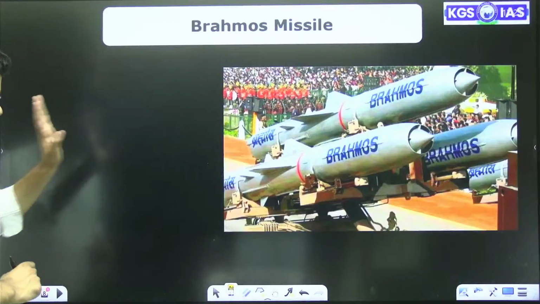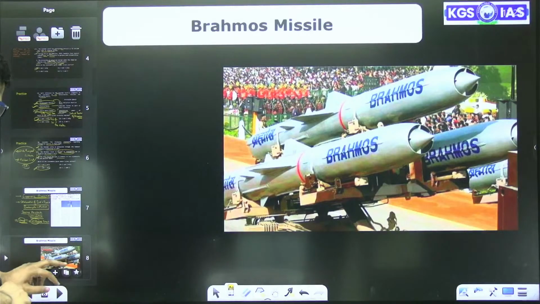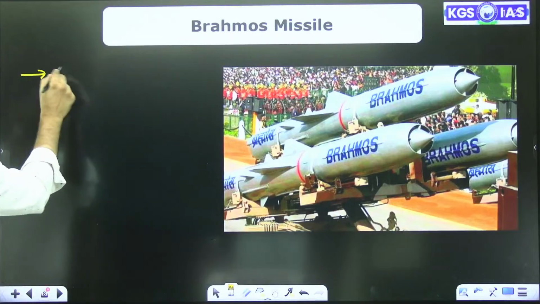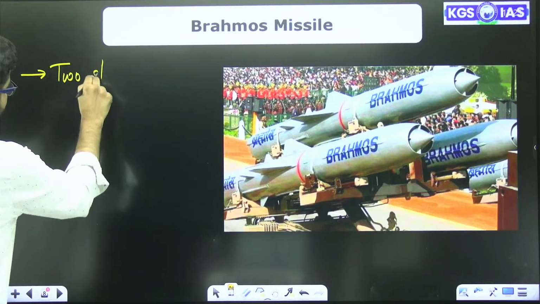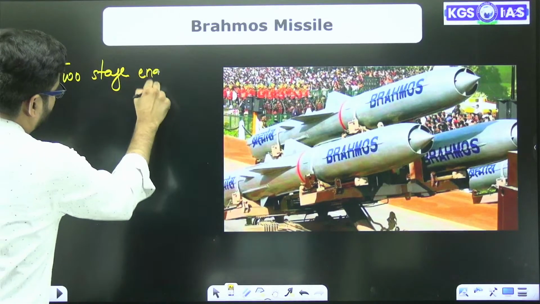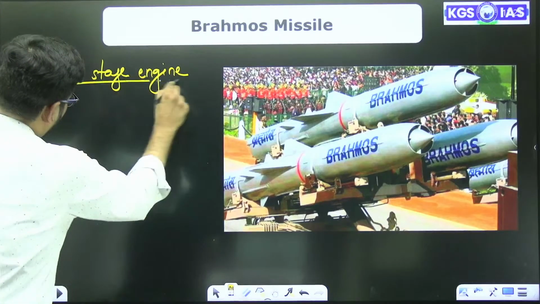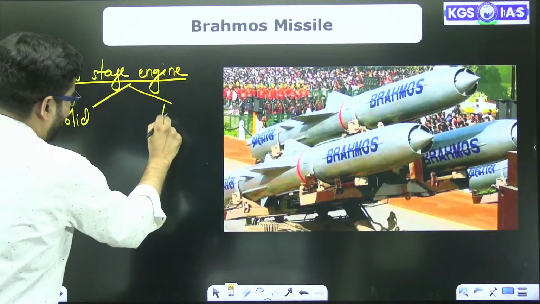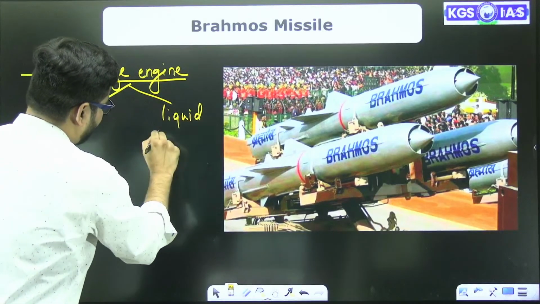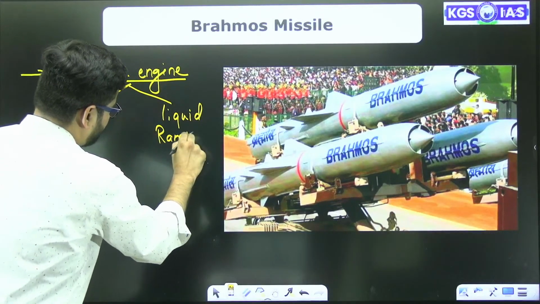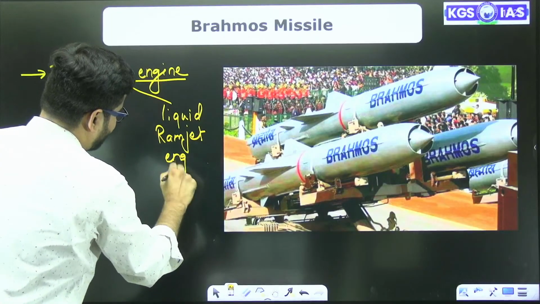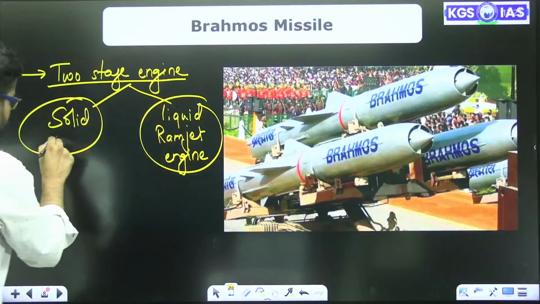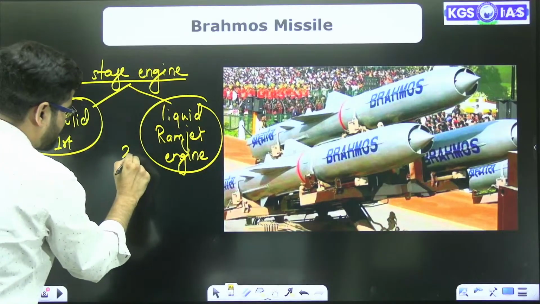Now, if we talk about this missile, you will see that it has a two-stage engine. One is solid, and then we have the liquid ramjet engine. So here we have the solid engine and the liquid engine. This is the first one. This is the second one.